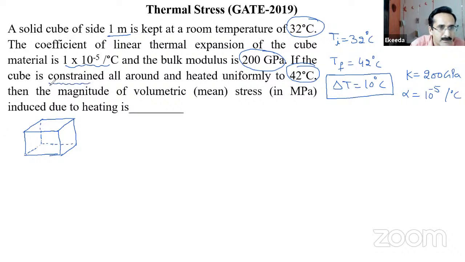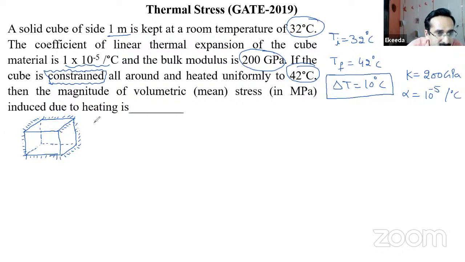Constrained. This is a very important line. Constrained means it is not allowed to expand. It means that there is some restriction on this cube to expand. It cannot be expanded, right? There are some rigid walls which are causing this cube to be restricted from expansion, right? So expansion is restricted and the temperature is raised.